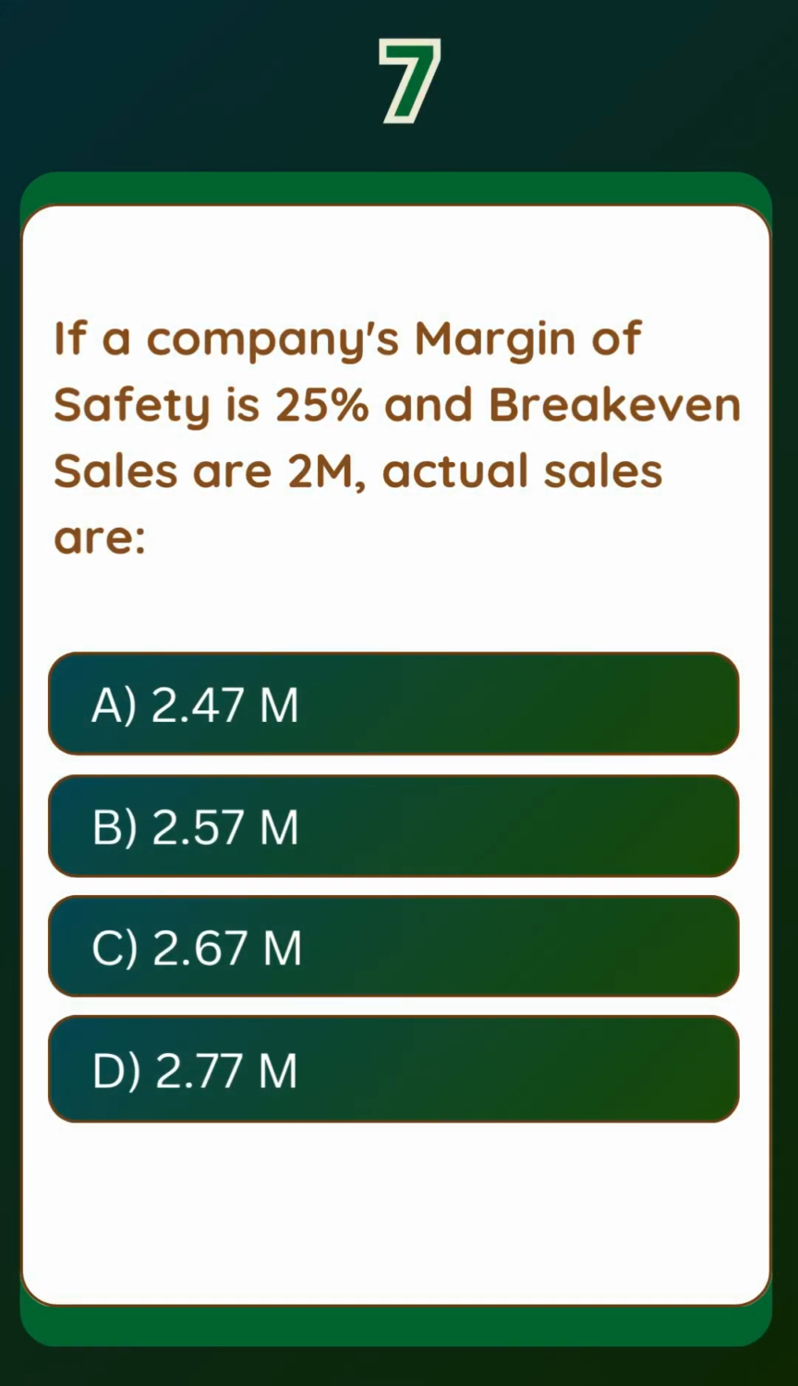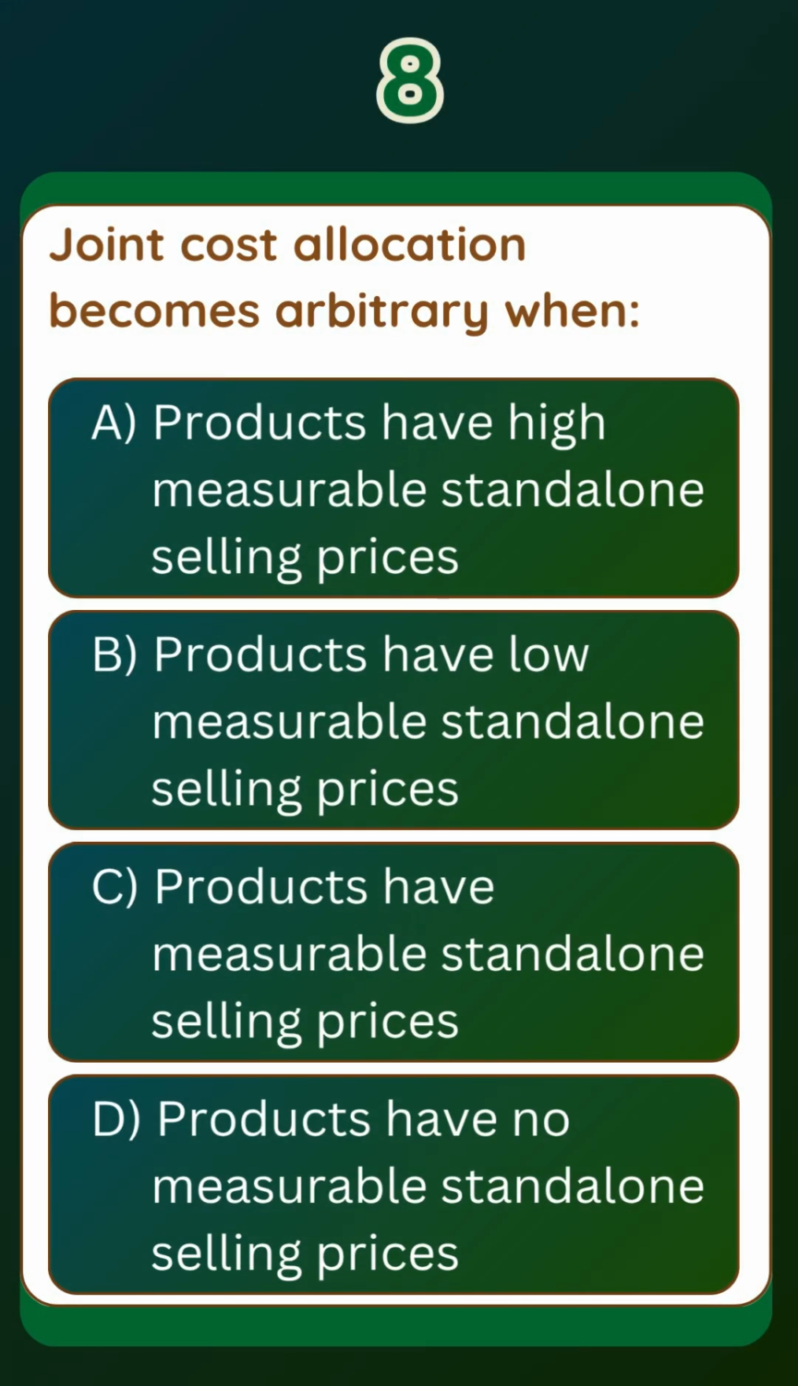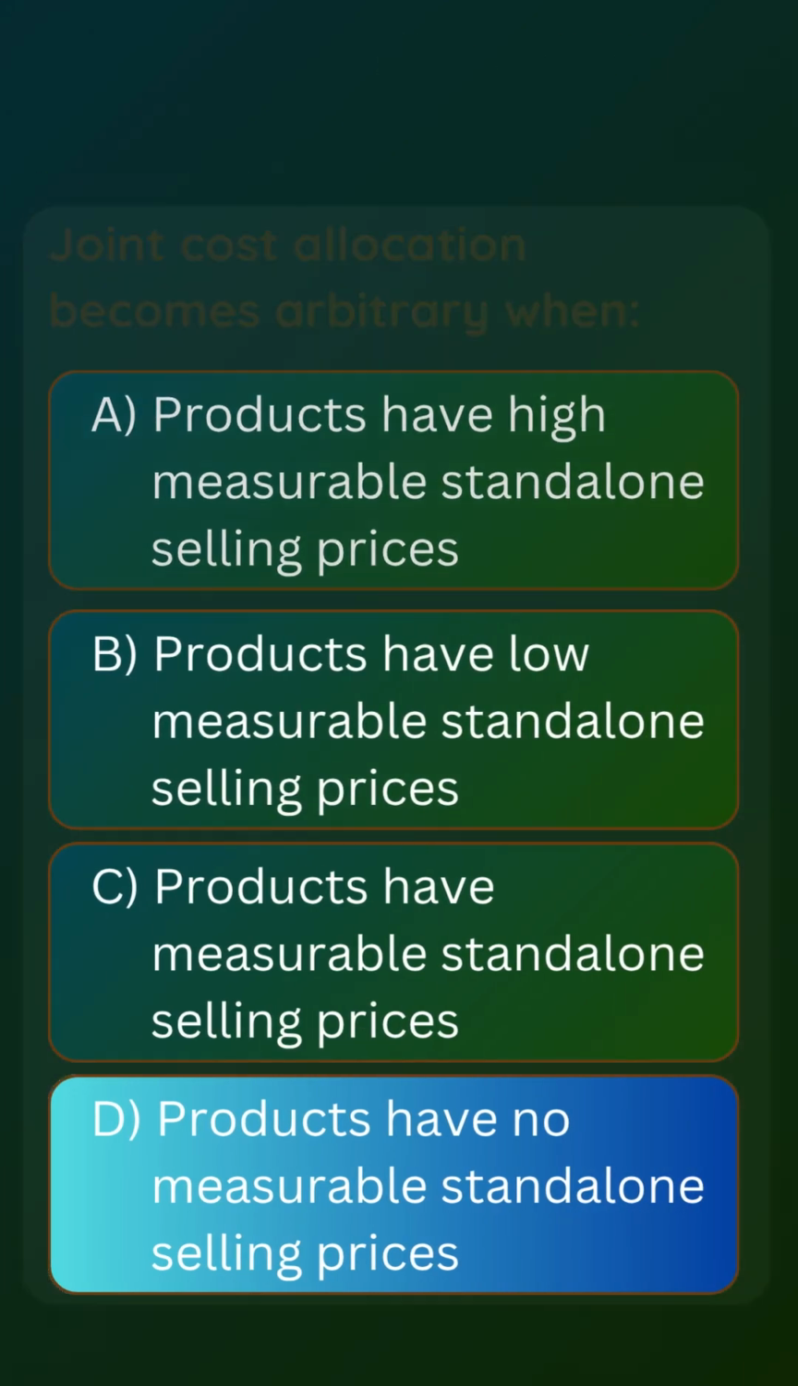Question 7. If a company's margin of safety is 25% and break-even sales are 2 million, actual sales are. The correct answer is option C. Question 8. Joint cost allocation becomes arbitrary when. The correct answer is option D.